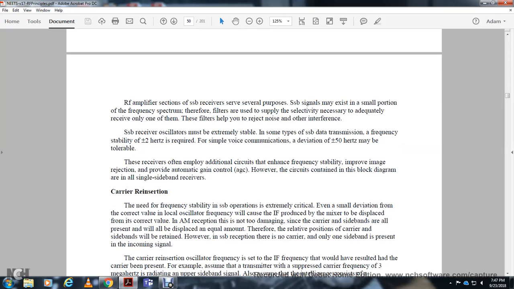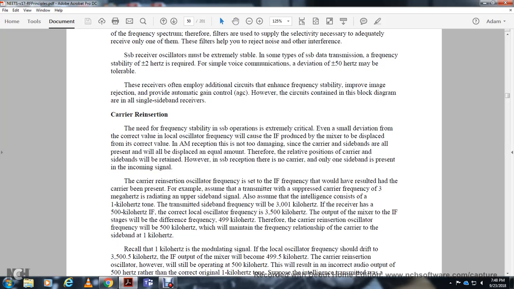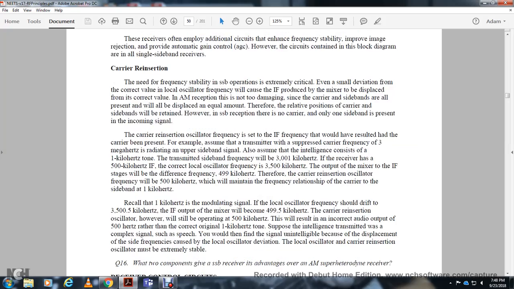Other information, single sideband receiver oscillators. Oscillators must be extremely stable in some types of single sideband data transmission. A stability of plus or minus 2 hertz is required in some cases, while in simple voice communication a deviation of plus or minus 50 hertz may be tolerable. These receivers often employ additional circuits to enhance frequency stability, improve image rejection, and provide automatic gain control. However, the circuits contain the block diagram of single sideband receivers.